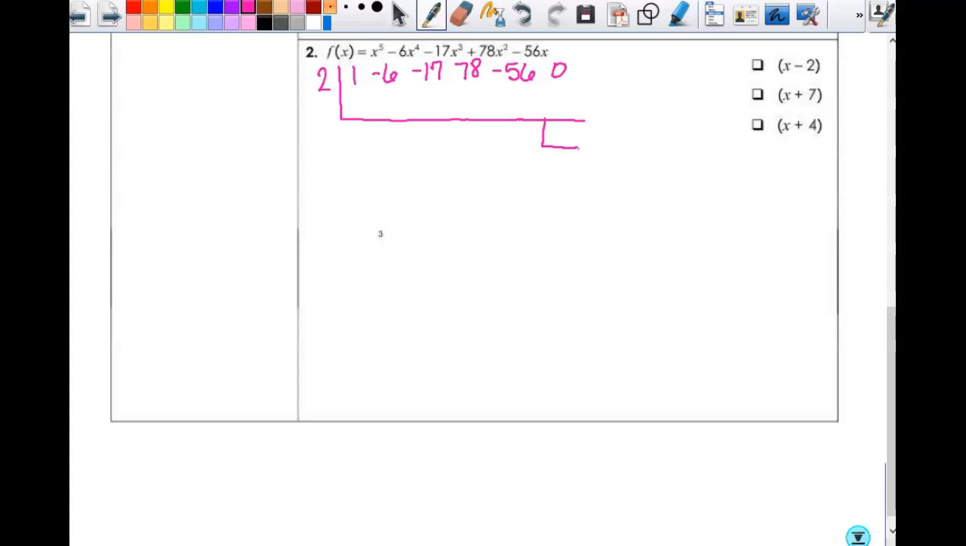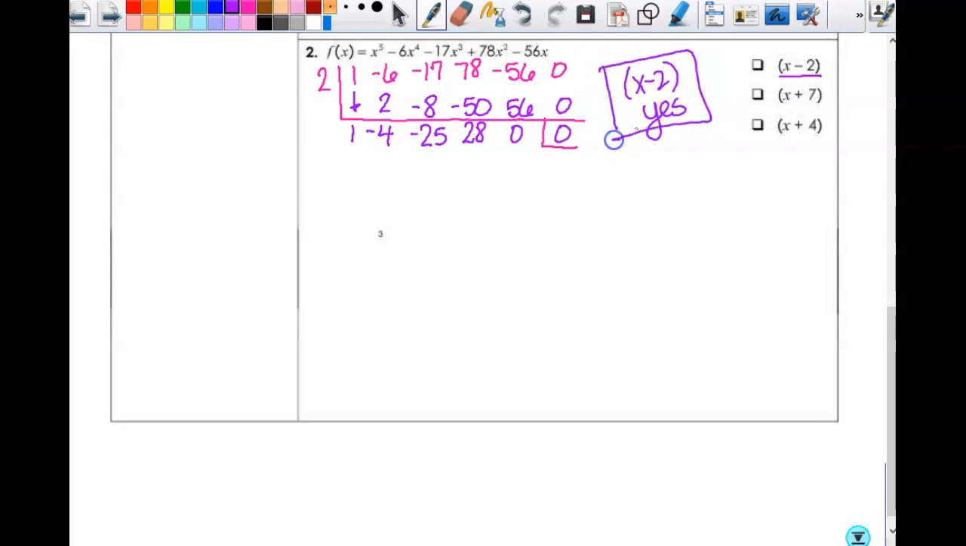Okay, so then we just run through the synthetic division. So we get 1, 2, negative 4, negative 8, then negative 25, negative 50, 28, 56, 0, 0, 0. Okay, so what does that tell you about x minus 2? It's a factor. So we're going to say x minus 2 is a yes. That has to be there, right next to your work, and we'll put a little check there. Okay. So now we have to check 7.